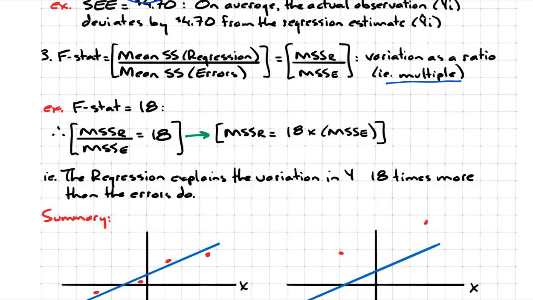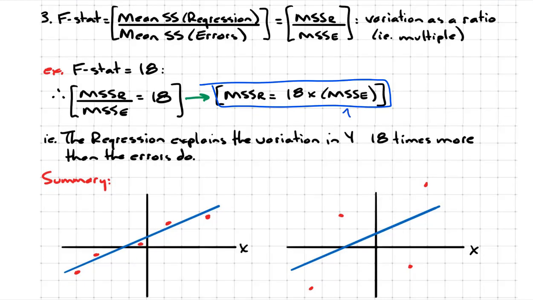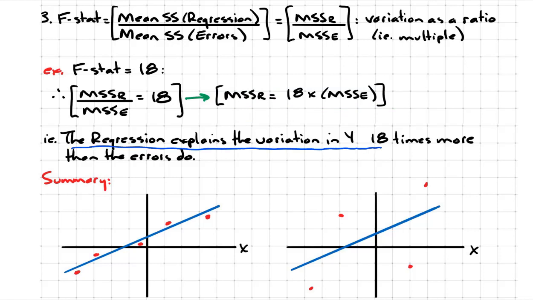Now how do we interpret the FSTAT? Well, let's do an example. Suppose that we're told FSTAT is 18. Now we know FSTAT is the mean sum of squares of the regression divided by the mean sum of squares of the errors. So this equals 18. Now, whenever I'm given a ratio, I like to flatten it out. And here's what I mean by flattening it out. All I'm going to do is bring this over here, and we get the following expression right there. And now it becomes very easy to interpret. Here's why. For every unit of variation explained by the errors, 18 units are explained by the regression. And there it is. Therefore, the regression explains the variation in Y 18 times more than the errors do.